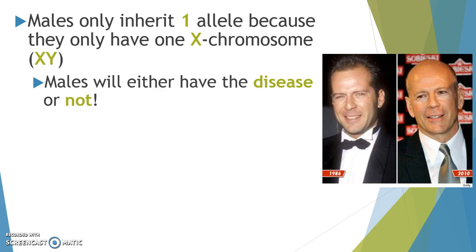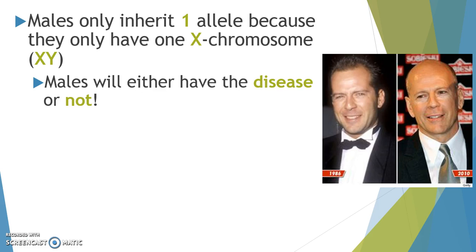So let's look at genotypes. We know that males have a genotype XY. And so because males only inherit one X chromosome, they will either inherit the dominant allele and be normal, or they will inherit the recessive allele and have the disease because there's only one X chromosome. So when we look at, let's say, baldness, males are either going to be bald and have inherited the recessive allele on their X, or they're not going to be bald. Okay, so I put the picture of Bruce Willis here.